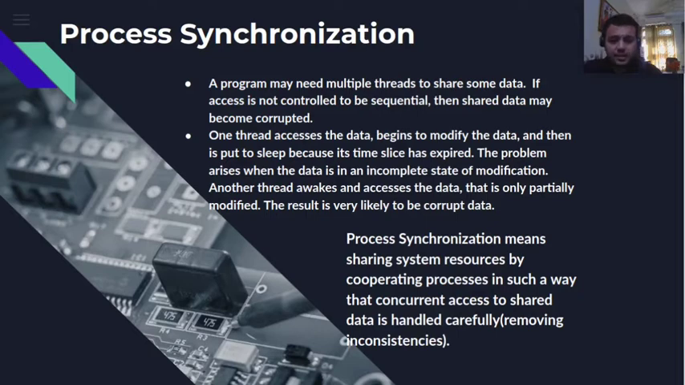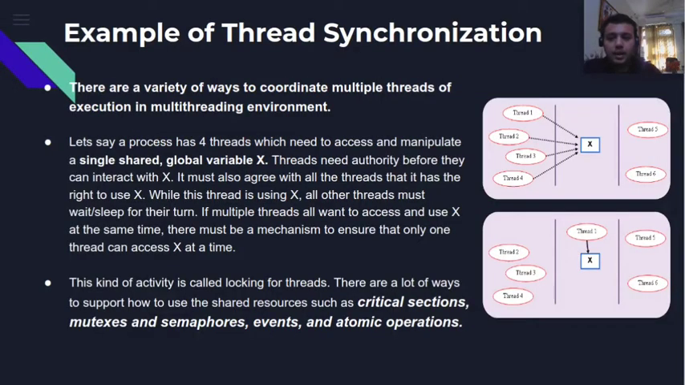Process synchronization means sharing system resources by cooperating processes in such a way that concurrent access to shared data is handled carefully. Let us see an example of thread synchronization. There are a variety of ways to coordinate multiple threads of execution in a multi-threading environment. In the figure we can see that threads 1, 2, 3 and 4 want to access a global shared variable x. Here, thread 1 takes the authority of x and threads 2, 3 and 4 are not allowed to access the global shared variable x while thread 1 owns the authority of x.